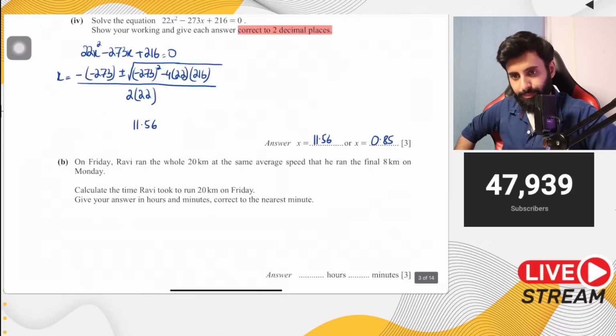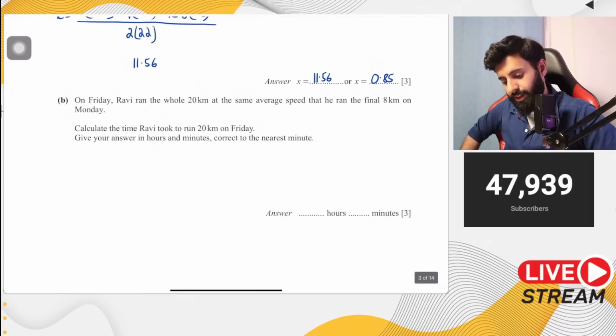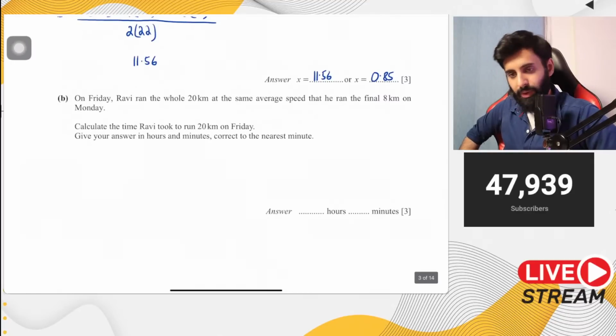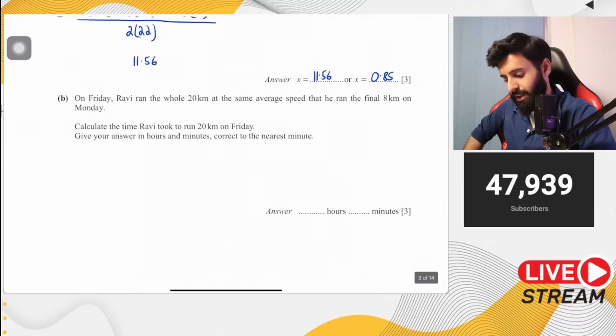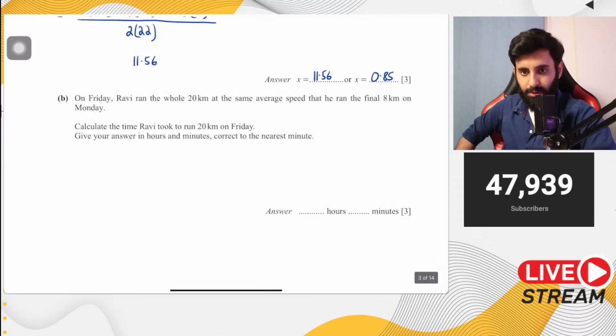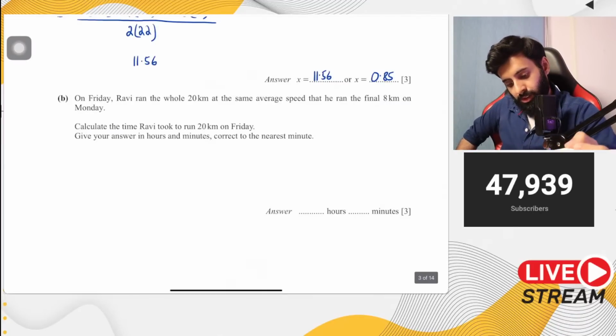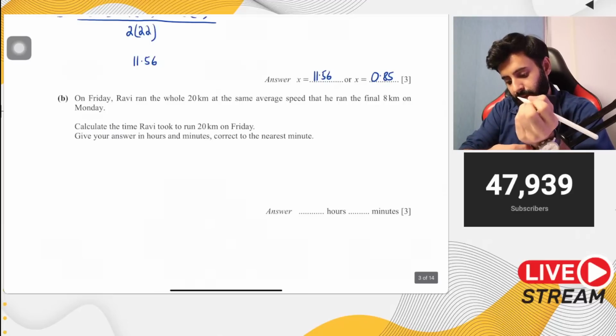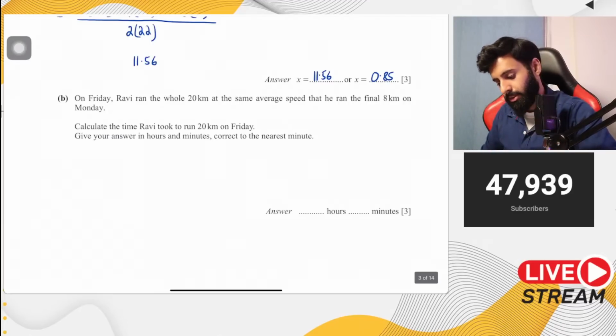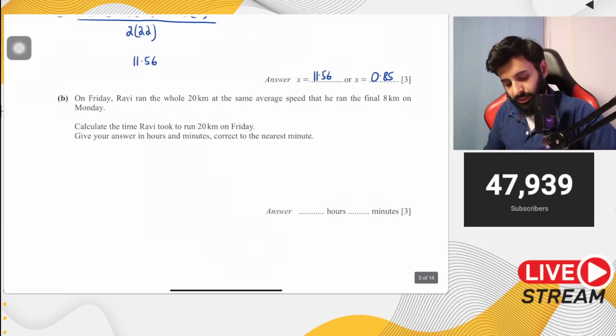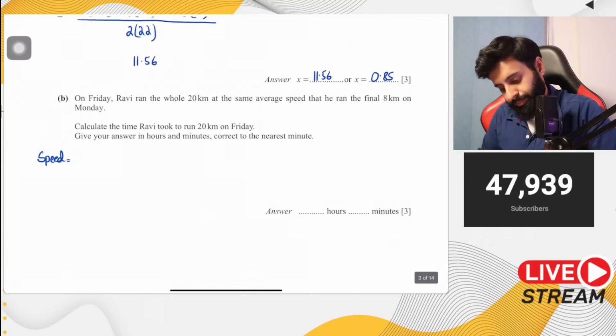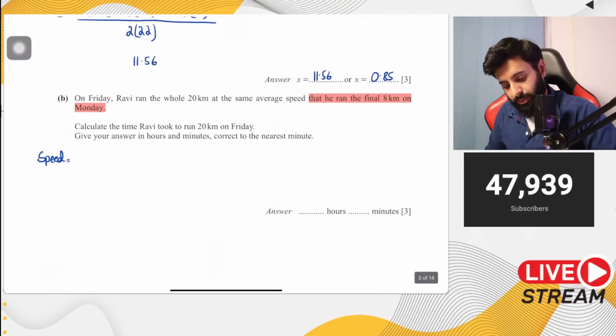Now here's part B. Part B says on Friday, Ravi ran the whole 20 kilometers at the same average speed that he ran the final 8 kilometers. Calculate the time Ravi took to run 20 kilometers on Friday. Now look, the thing is, his speed on Monday that he ran the final 8 kilometers was actually x minus 1.5.